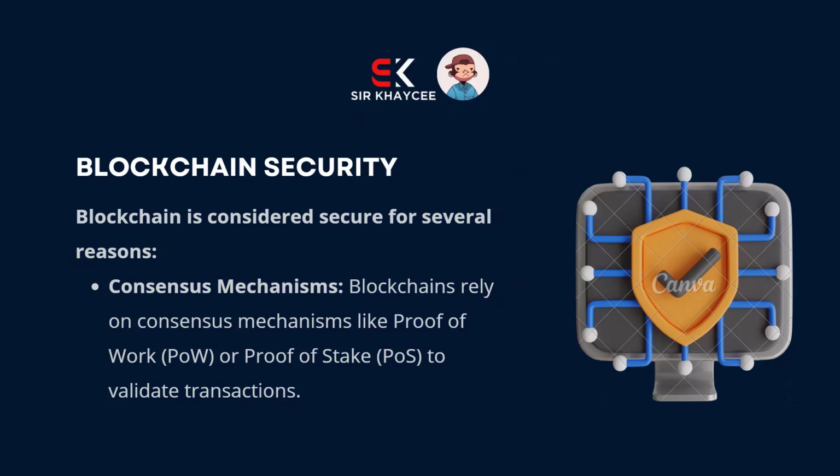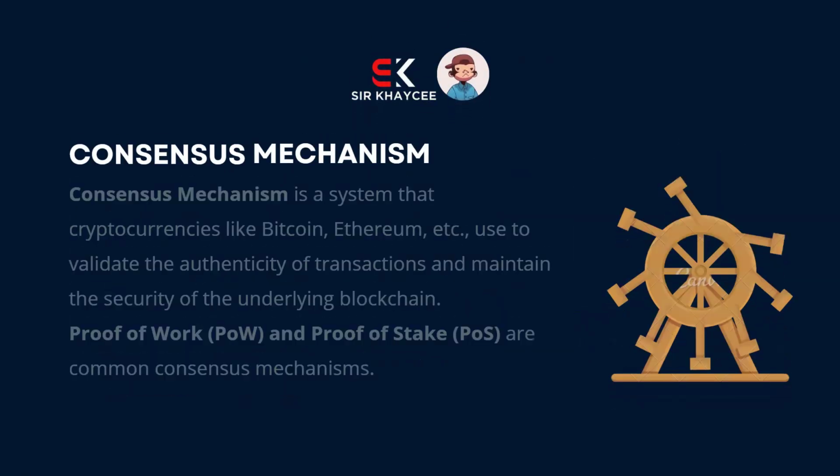They validate transactions. So that's the whole purpose of a consensus mechanism. The blockchain saw the need to have proper security put in place, so that brought about the whole consensus mechanism thing. I have here, it says consensus mechanisms. Blockchains rely on consensus mechanisms like proof of work or proof of stake to validate transactions. Don't worry, like I always say, I'll break down all these terms properly for you to understand. So let's move on.